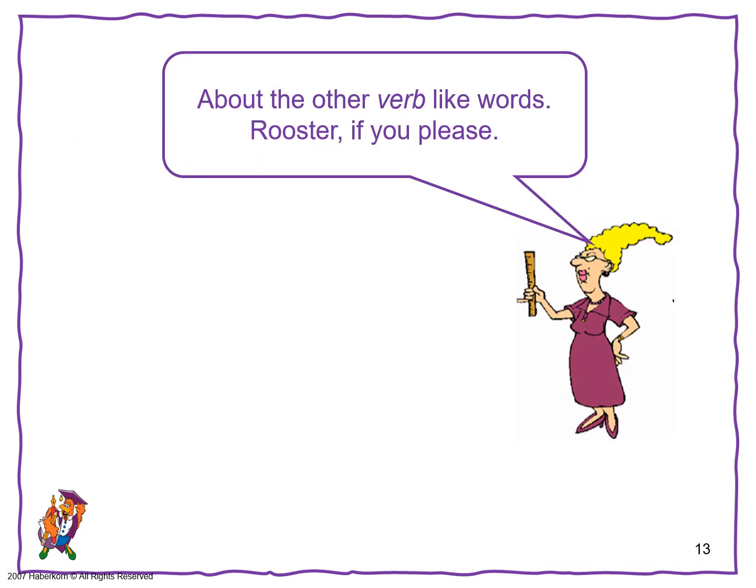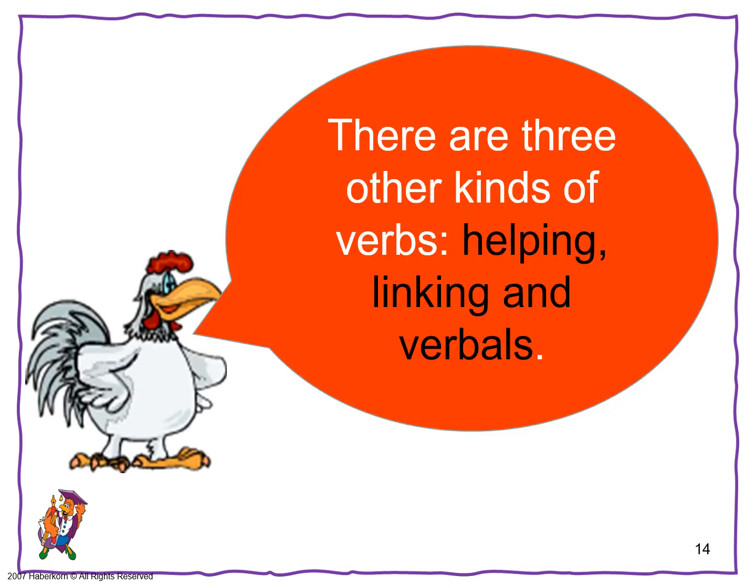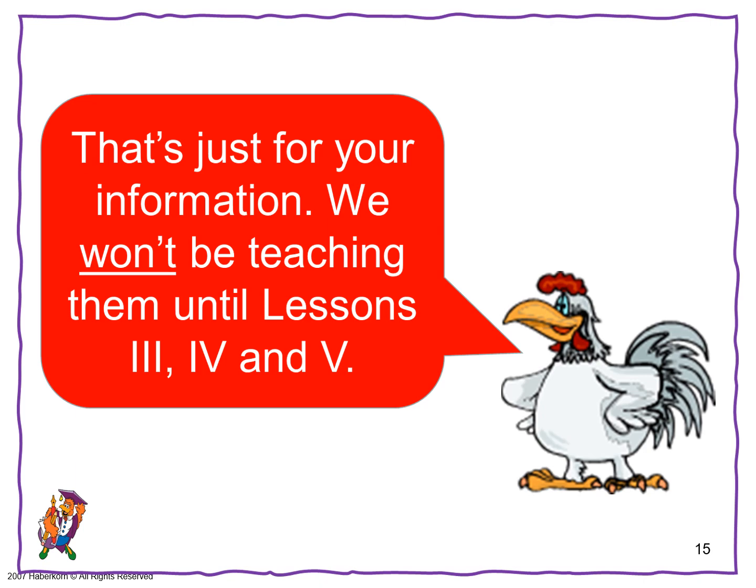About the other kind of verbs, rooster, if you please. There are 3 kinds of verbs: helping, linking, and verbals. Remember, if the rooster appears, you don't need to learn this just now. Those of you who know about helping and linking verbs, avoid them for now. You won't need them for quite a while. This is just for your information. We won't be teaching them until lessons 3, 4, and 5.